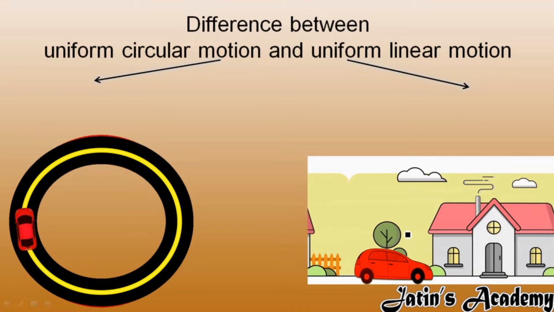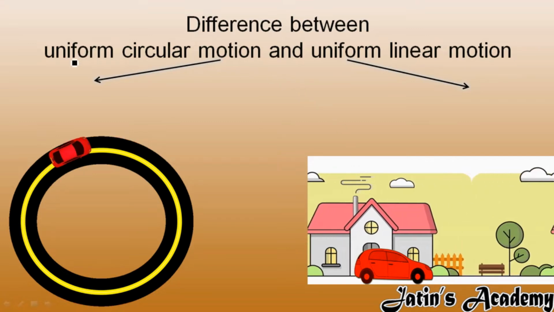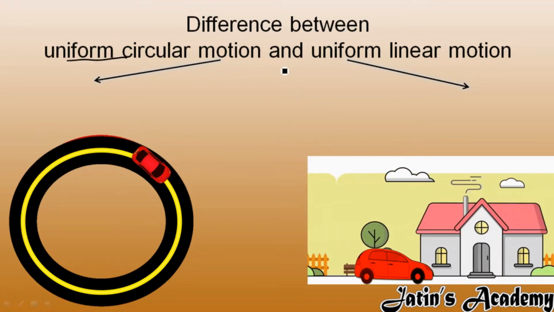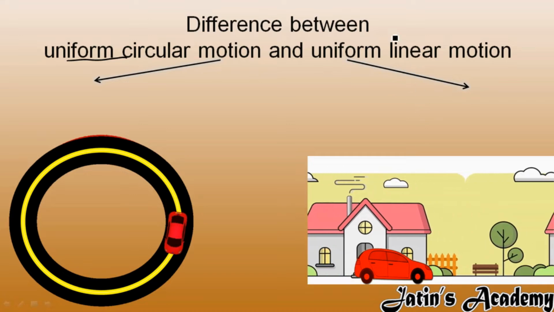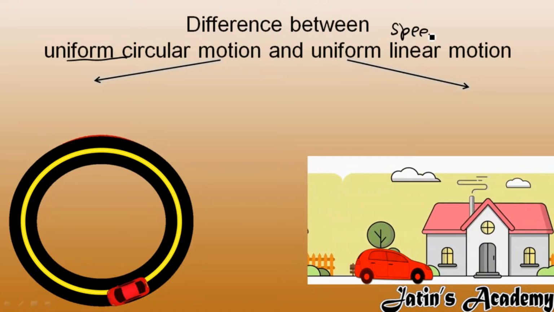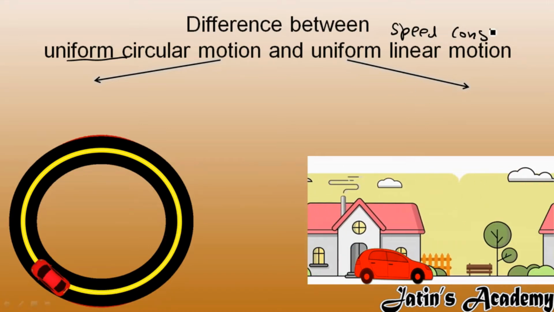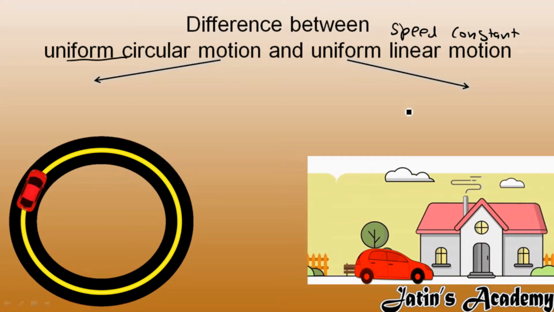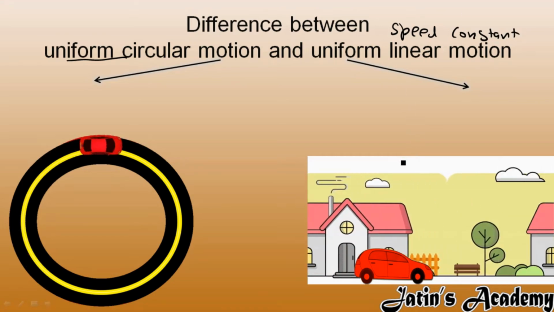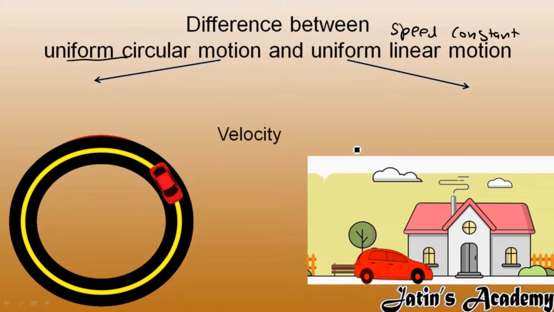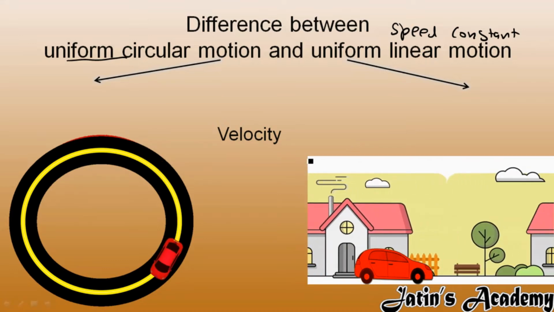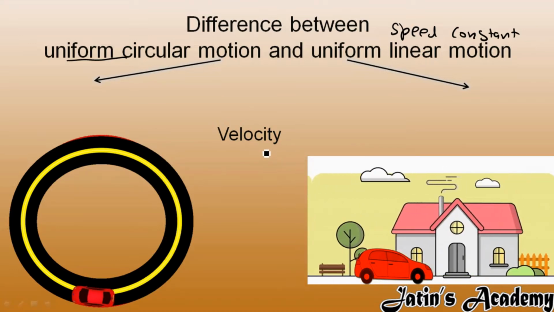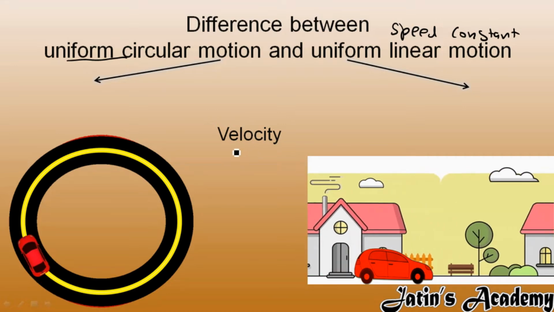So one thing is clear, whether it is a uniform circular motion or uniform linear motion, speed is constant. So we will not talk about speed. Speed is clear that in both cases speed is constant. Now let's talk about the velocity. So now let's understand what is a velocity. Is velocity a scalar quantity or vector quantity? Velocity is a vector quantity.